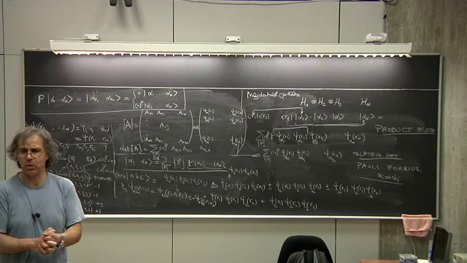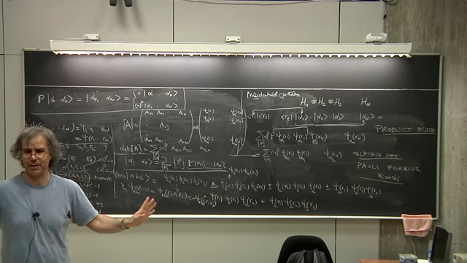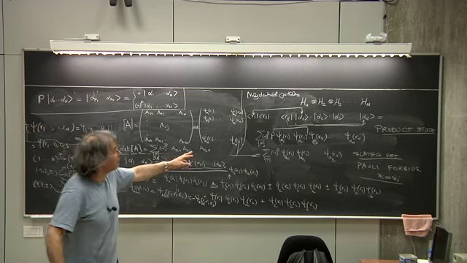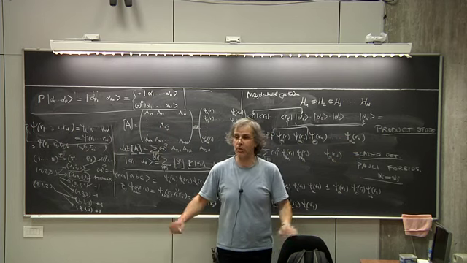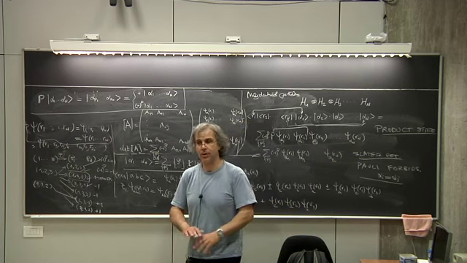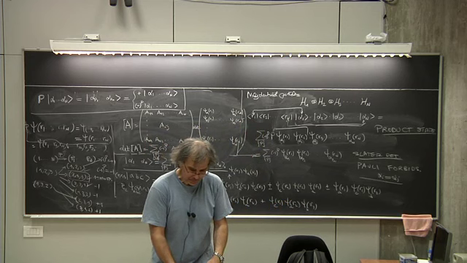No. The bosons can be all in the same state. In fact, if alpha 1 and alpha n are all the same, this is a bosonic state, totally allowed. Not allowed for fermions.